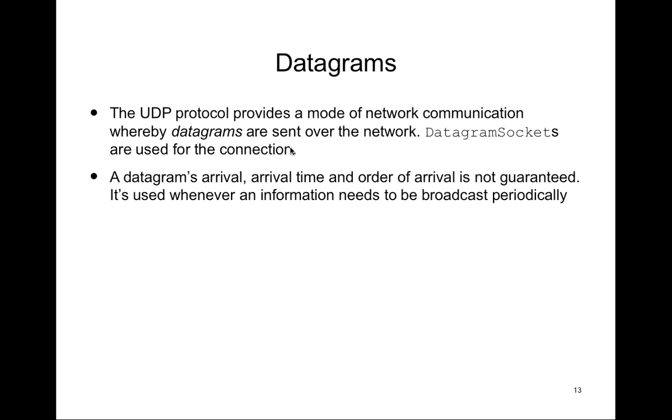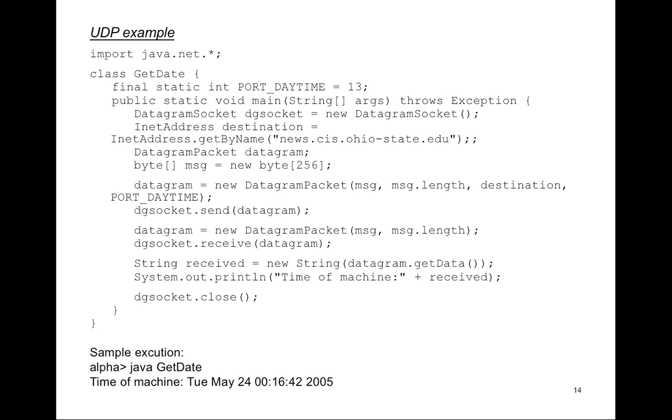The datagram arrival time and the order of the datagrams are not guaranteed. So it's used whenever information needs to be broadcast periodically. Actually, think of this: different protocol, different format, but email works in a form similar to UDP. Your ISP connection is TCP.